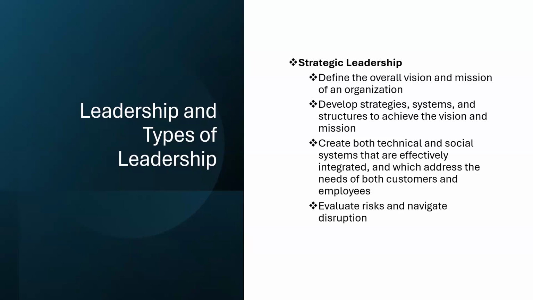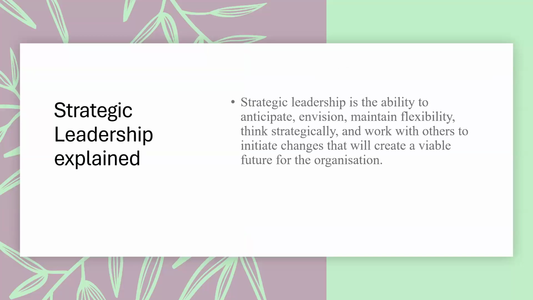What or who is really a strategic leader? Strategic leadership, that is what the strategic leader does, is one's ability to think ahead. So you don't wait for the issue to happen before you think of how to manage it. You anticipate, you envision, and you work with others to initiate and implement changes that would ensure that the organization will continue to be viable both now and in the future.